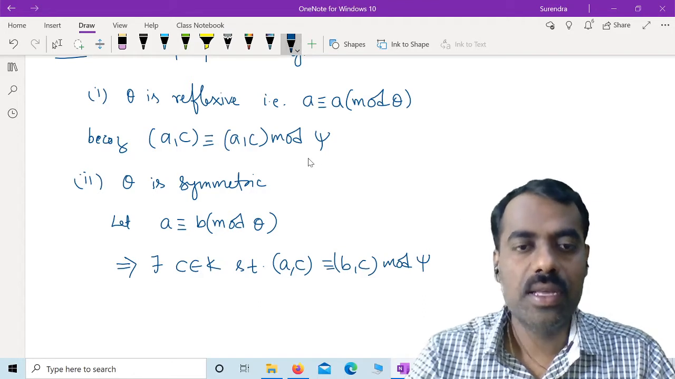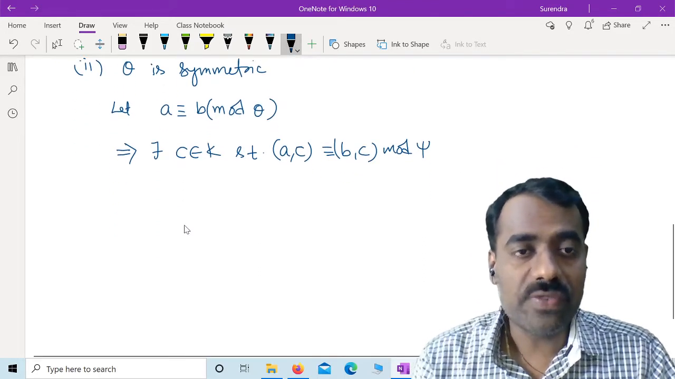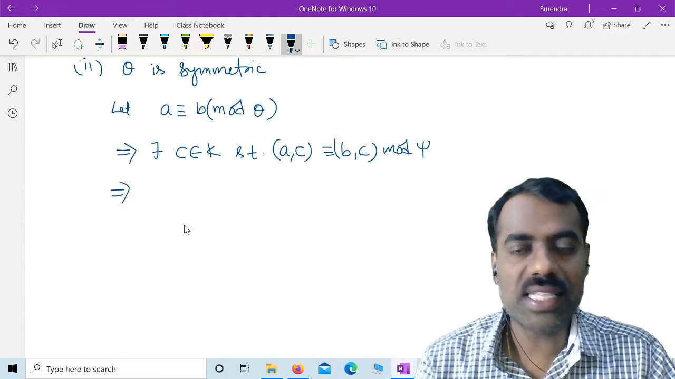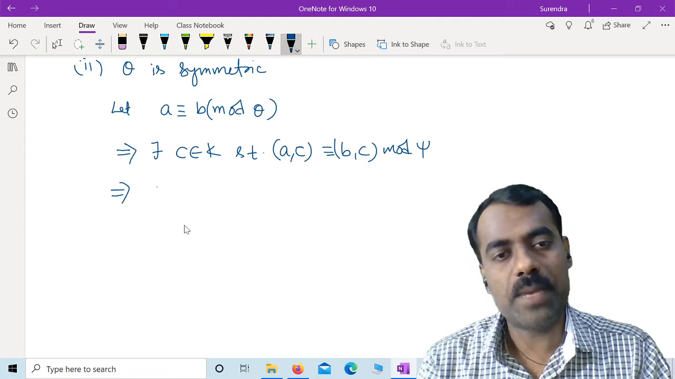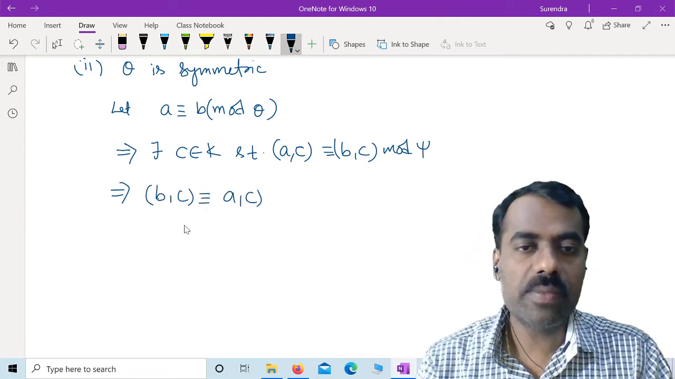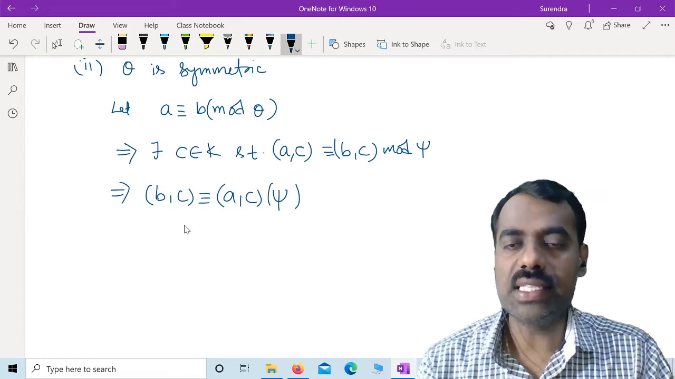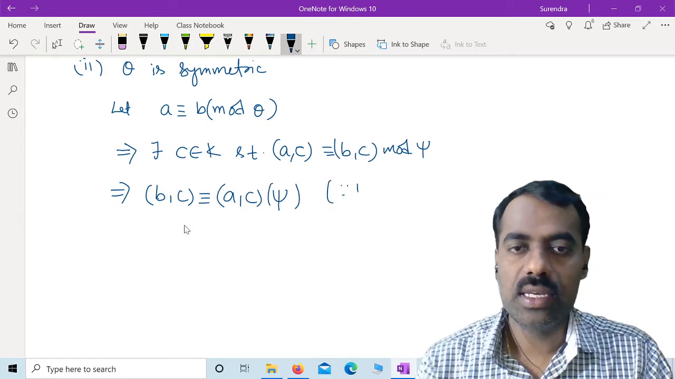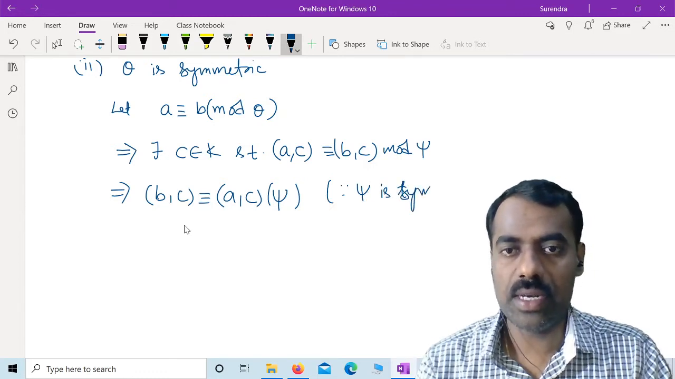Are you following? That is how we have defined this relation. But what do we know about psi? We know that psi is a congruence relation, so therefore symmetry follows. That means (B, C) is congruent to (A, C) modulo psi, since psi is symmetric. Here we require symmetry.